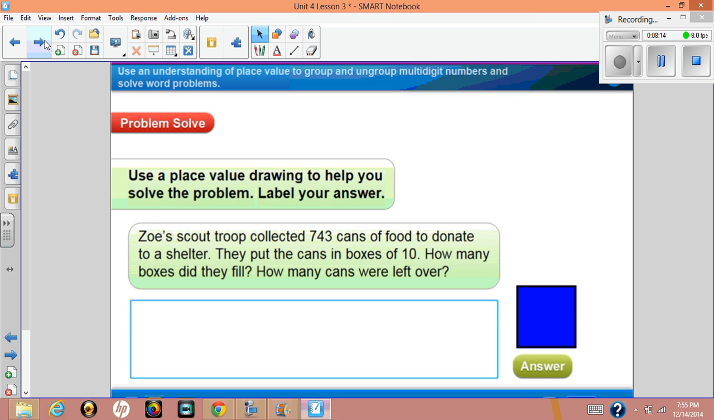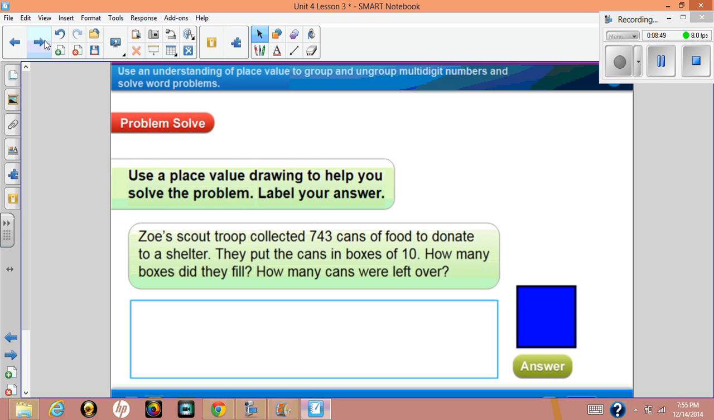Okay, next, let's see if we can solve a problem using a place value drawing or expanded word form or expanded number form and see if we can solve this easily. It says Zoe's scout troop collected 743 cans of food to donate to a shelter. They put the cans in boxes of 10. How many boxes did they fill? How many cans were left over?